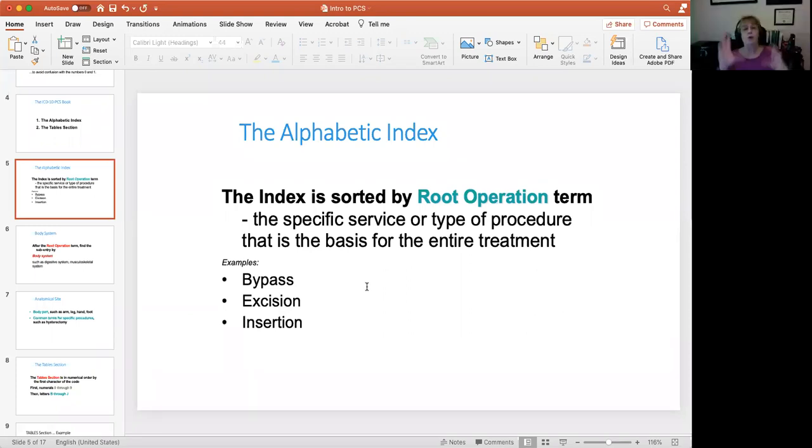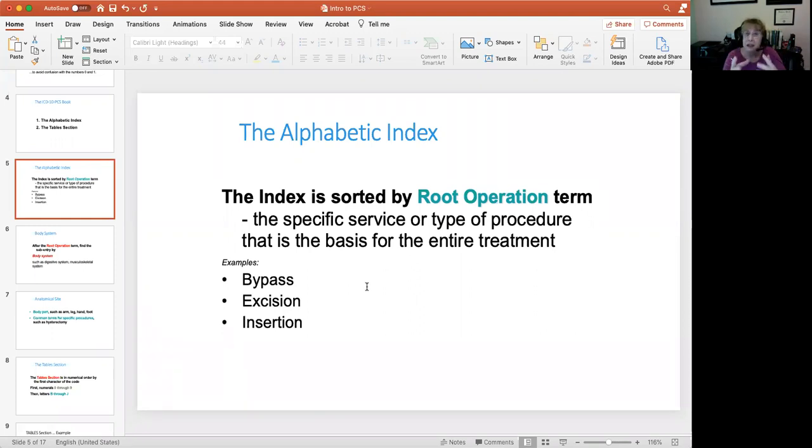Okay, so the root operation term, this is really funny because it is exactly what it says, but it's new to you, right? So it sounds so mysterious. All it is, is the root, the main focus, the main purpose of the surgical procedure or whatever is being done for the patient. The root operation term is the verb, okay? The action word, what actually was being done.